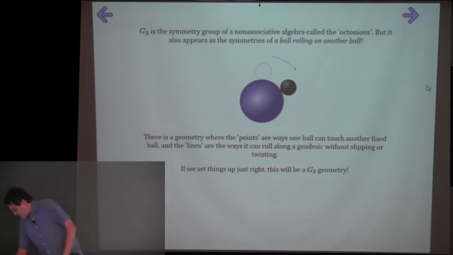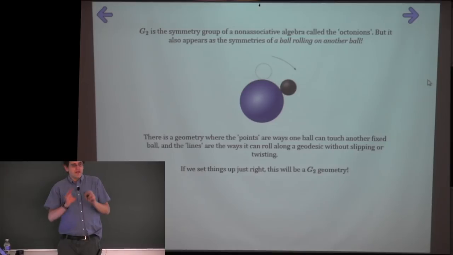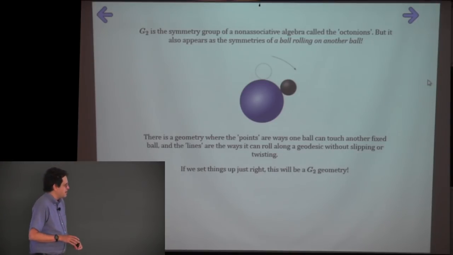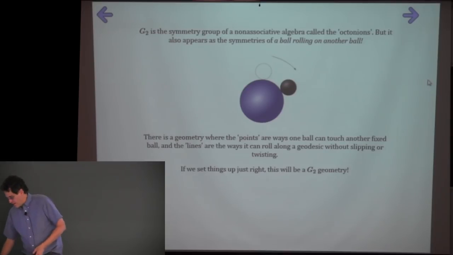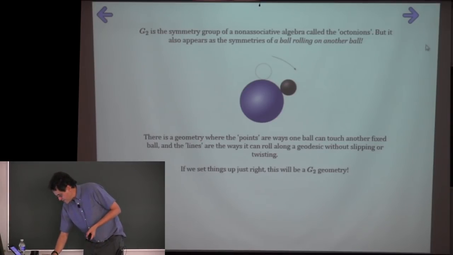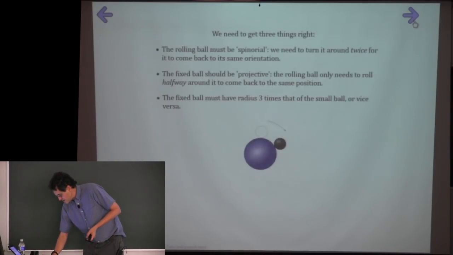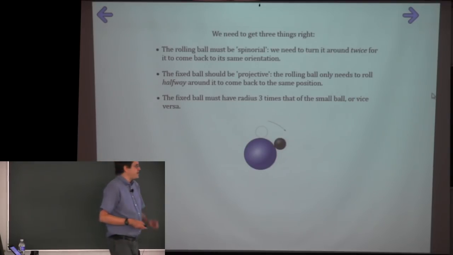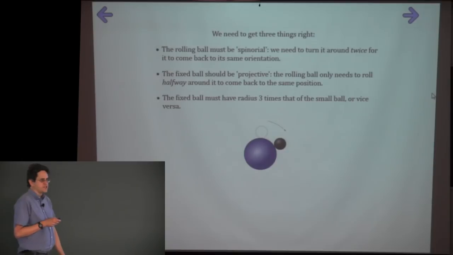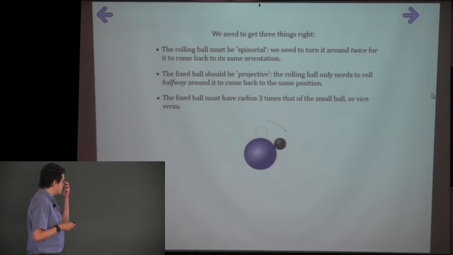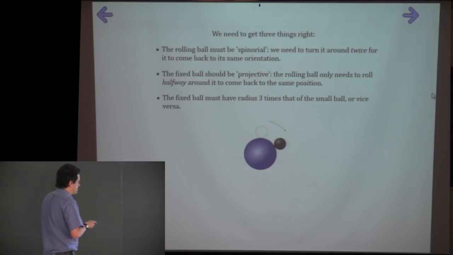This is the first time I'd ever seen anything about exceptional Lie groups connected to such a simple problem, of the sort you might see in some kind of physics class, a classical mechanics class. However, it's tricky. You need to get three things right to make G2 appear. So now you'll see that it's actually a little subtle.